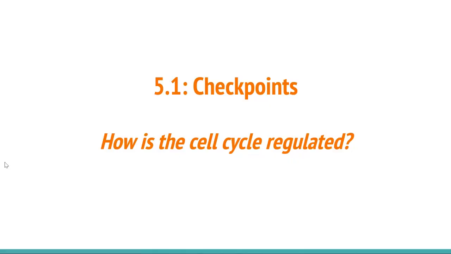We haven't even talked about how easy it is for mutations to happen and how that copying process occurs. But we're going to look at how this whole process of the cell cycle is regulated or controlled. Okay? So let's dive in.